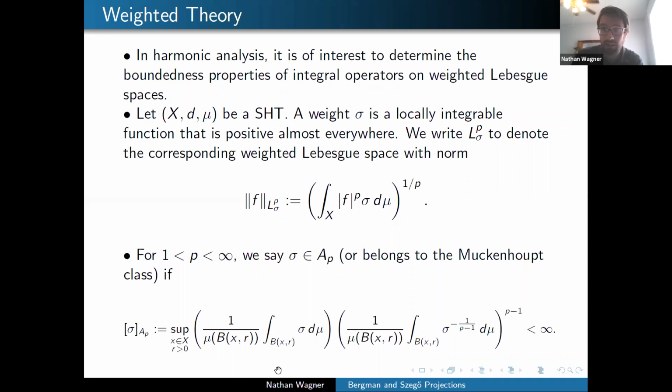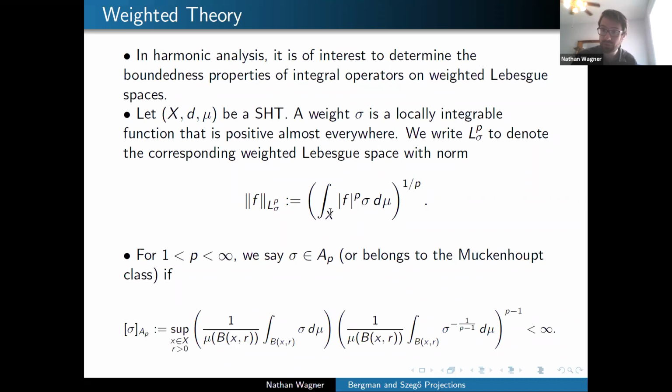And what are we looking at? We're looking at the average of the weight on a ball, so that's the first factor here. And then we're looking at the average of some reciprocal power of the weight, to the p minus 1. So if p equals 2, this just reduces to the average of the weight times the average of the reciprocal of the weight. And we require that to be finite when we take the supremum over all of these balls in the quasi-metric.